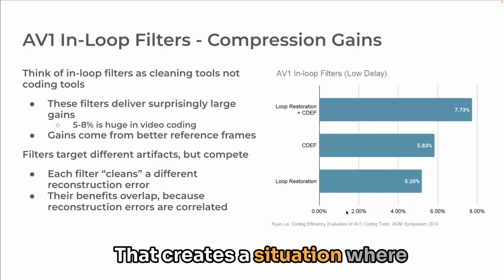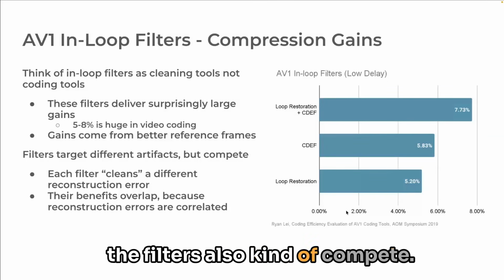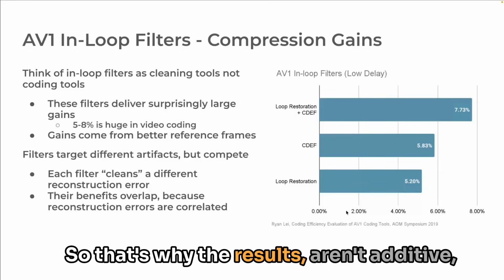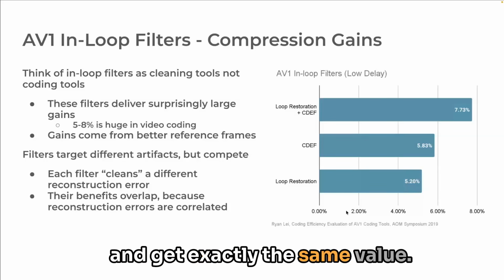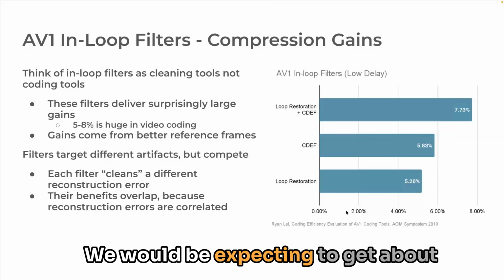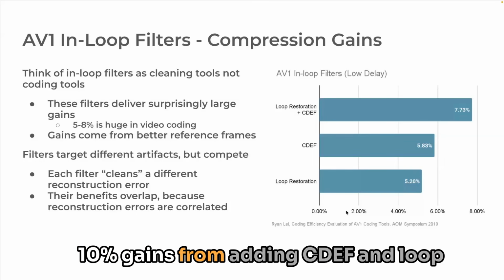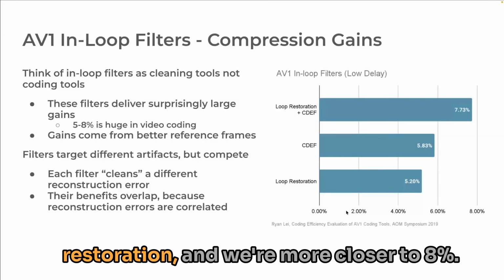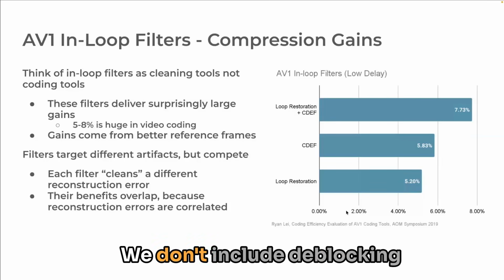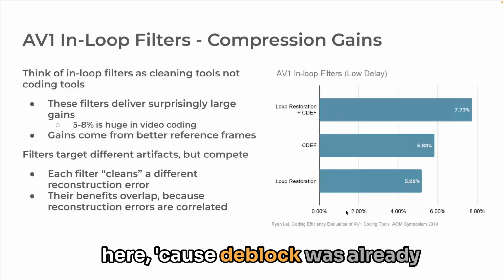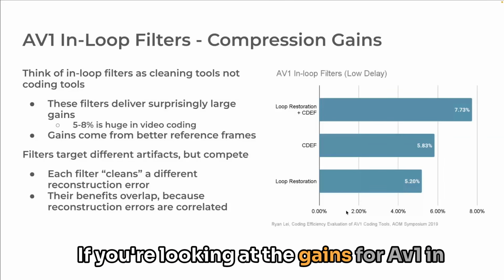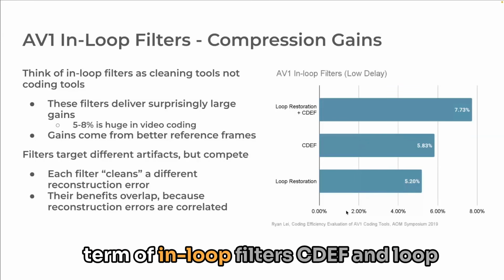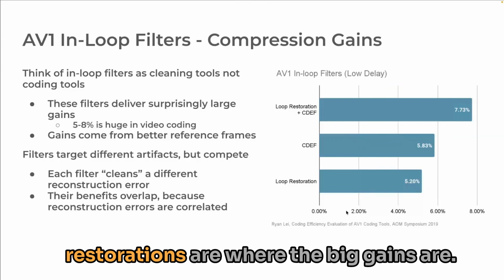That creates a situation where the filters also kind of compete. So that's why the results aren't additive. You can't add them together and get exactly the same value. We would be expecting to get about 10% gains from adding CDEF and loop restoration, and we're closer to 8%. Still, 8% is very big. We don't include deblocking here because deblocking was already used in previous video formats. If you're looking at the gains for AV1 in terms of in-loop filters, CDEF and loop restoration are where the big gains are.